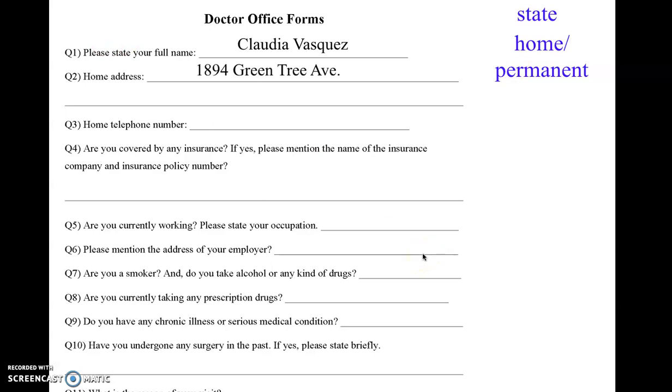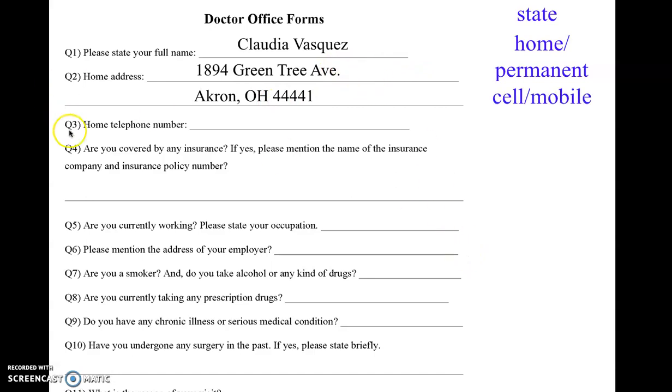So Claudia lives at 1894 Green Tree Avenue, Akron, Ohio, 44441. Now, even though they don't say full here, when you're writing your address, almost always that is what they intend, right? The street number, the street name, the city, the state, and the zip code. If you live in an apartment, you would also put that information here.